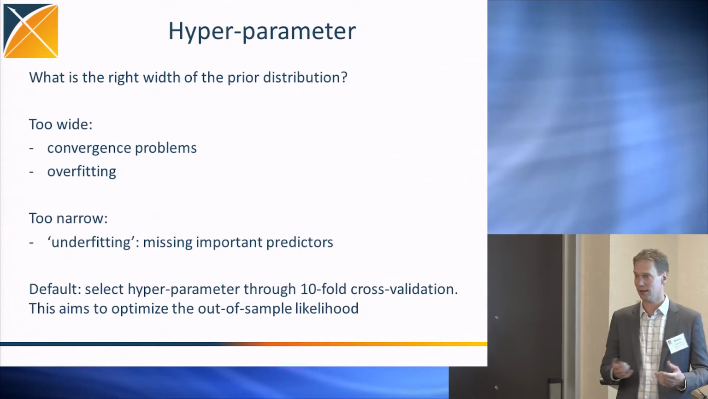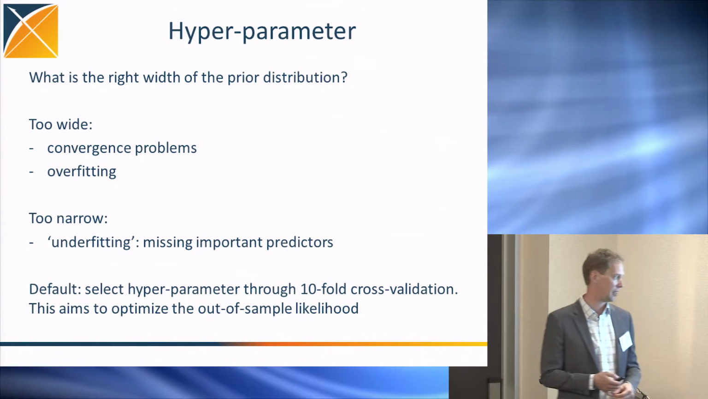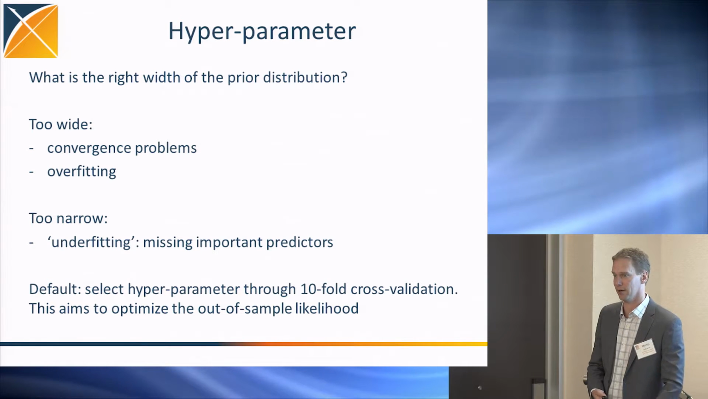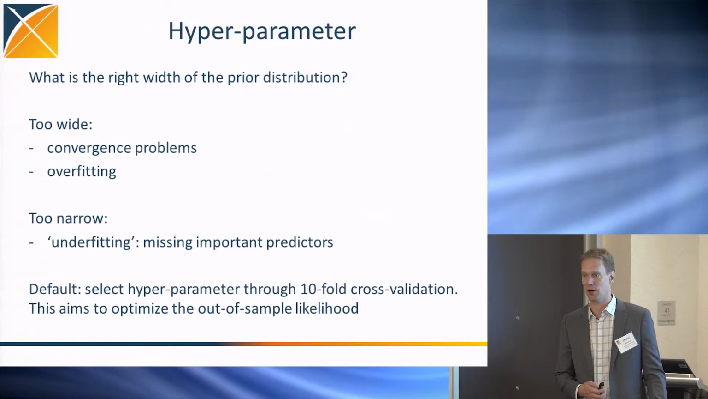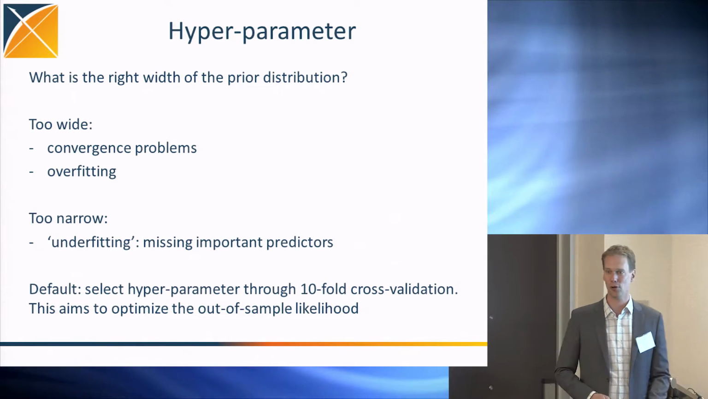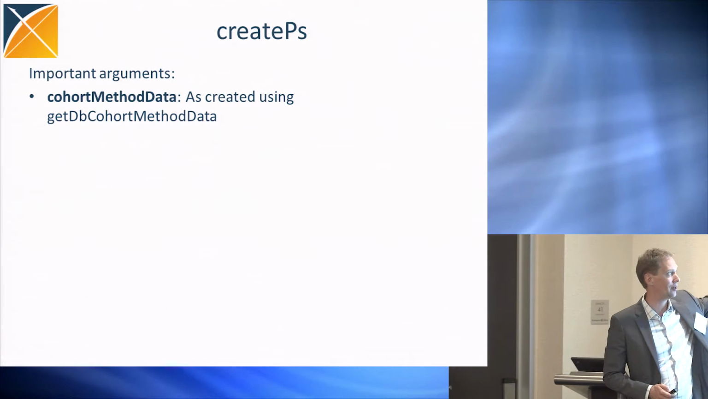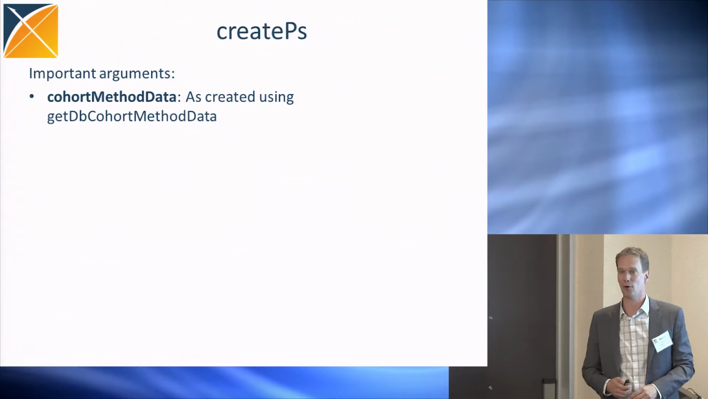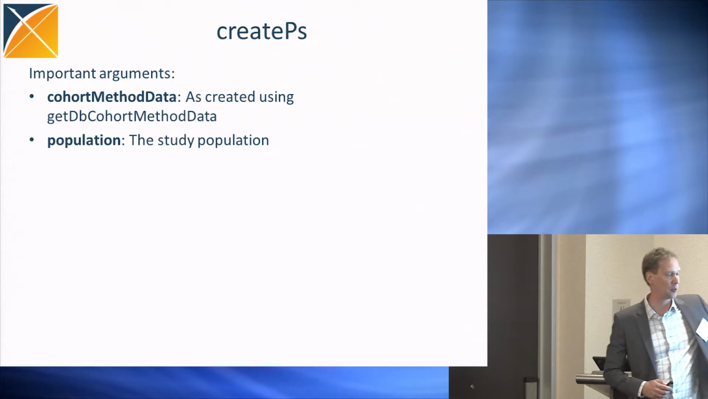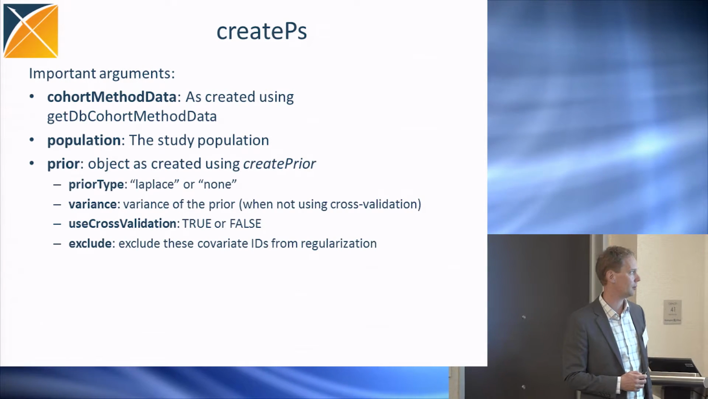The default setting in the Cohort method package is to select this hyperparameter through tenfold cross-validation, aiming to optimize the out-of-sample likelihood. And we found out that works pretty well for this problem. So it's now a fully automated fire and forget approach: you just call the createPs function, and it will do all of this for you in the background. The createPs function has the arguments to create the Cohort method data object, of course, because that holds all the covariates, and the study population that you've now created, because it has to restrict to that population.